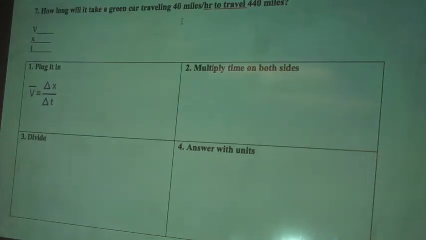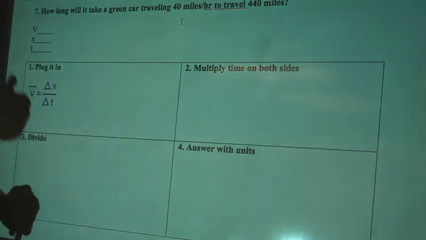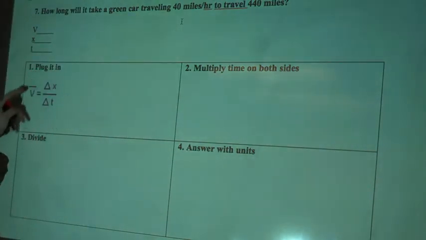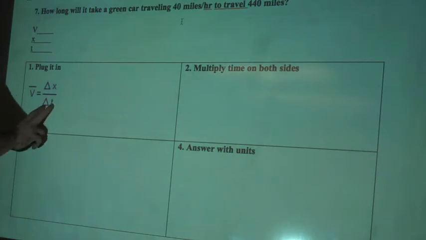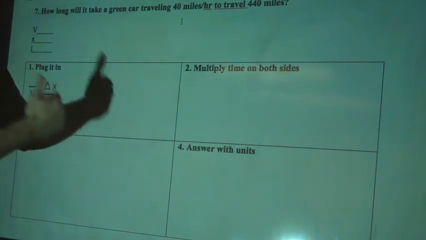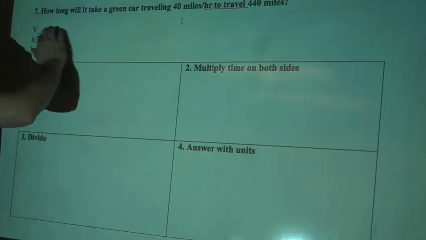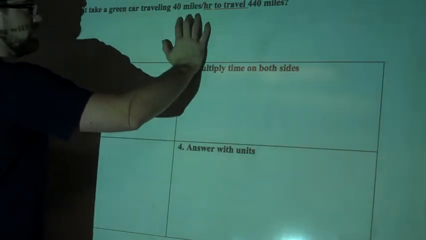The last type of problem we're going to look at are problems where we're solving for time. These are probably the toughest if we're starting with this equation because time is on the denominator. So there are a couple steps we got to do to switch it around. There are more steps to these problems than the last ones where we're solving for distance or for velocity.